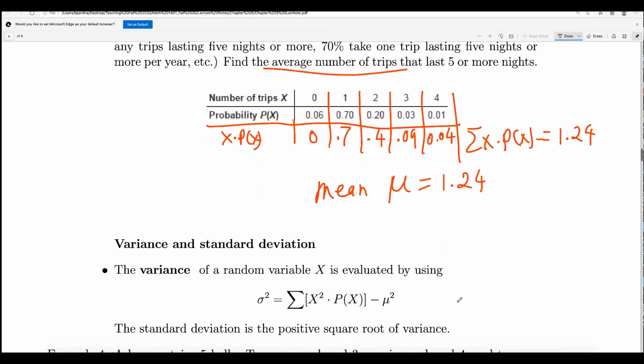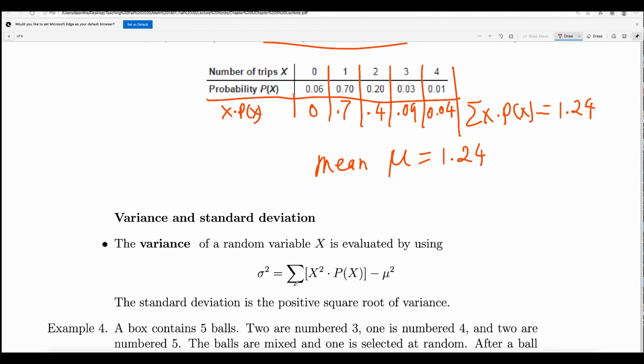Now how do we find the variance? To find the variance, it is similar to the mean, but we need to find x squared times px. So we need to find x times px as well. Why? Because we need to find the mean. So first find the mean and also find x squared times px.